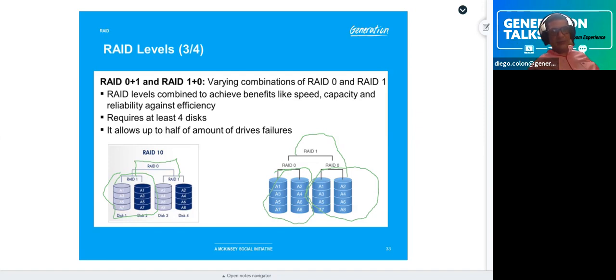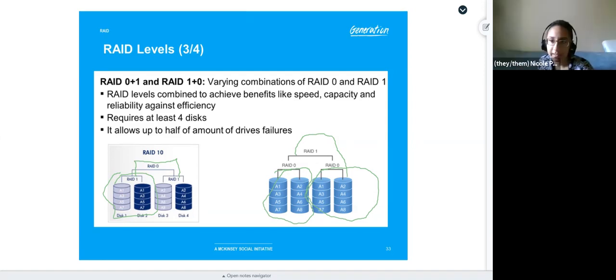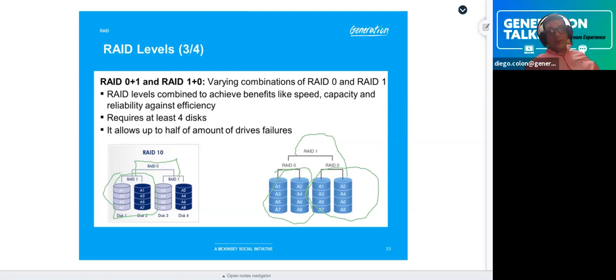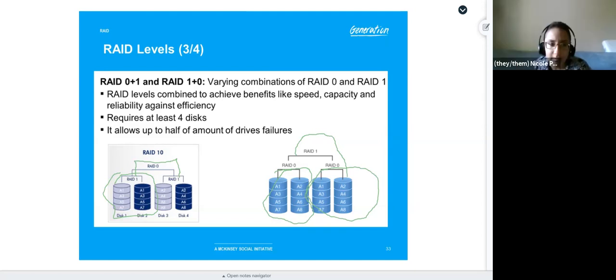We agree? Anyone? Can you just explain that again, please? Yeah. The whole thing or just the redundancy part? Just the redundancy part. Okay.